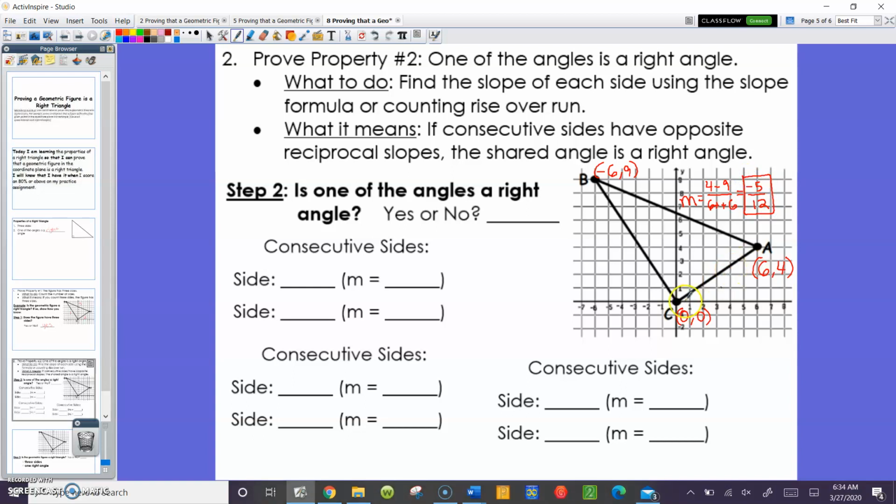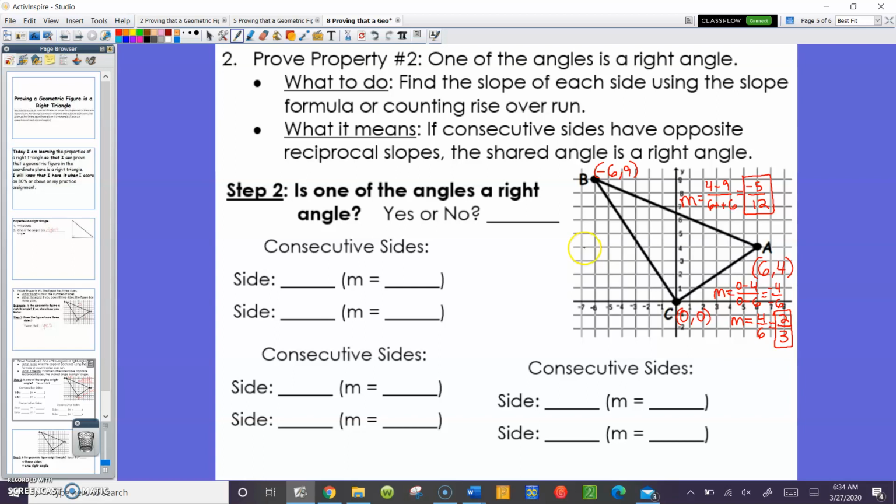All right, let's look at this segment. Change in y is 0 minus 4 over change in x, 0 minus 6. So that would be -4 over -6, which simplifies to 4 over 6. Now we can divide both of those by 2. 4 divided by 2 is 2, and 6 divided by 2 is 3. So the slope is 2/3.